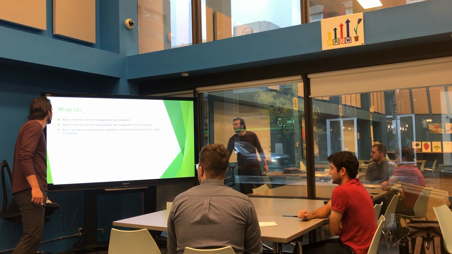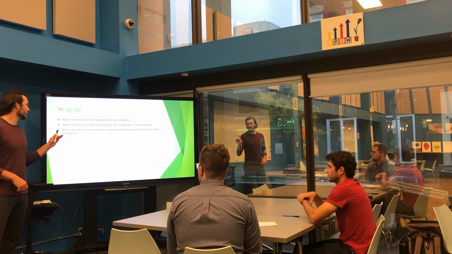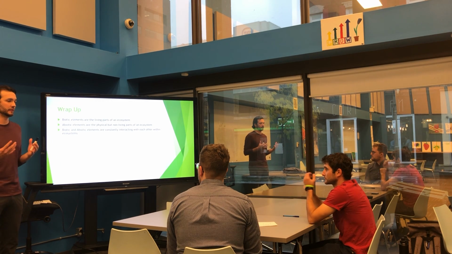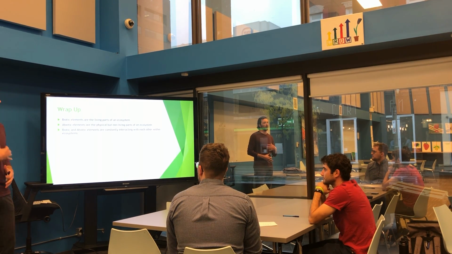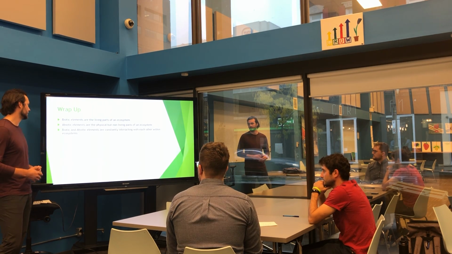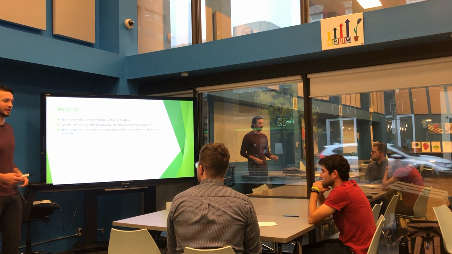Alrighty. So a little wrap up here. Biotic elements, we talked about that. They're the living parts of an ecosystem. Abiotic elements are the physical parts, but they're not living, and they're in the ecosystem. And then both of these elements are constantly interacting with each other within the ecosystem.